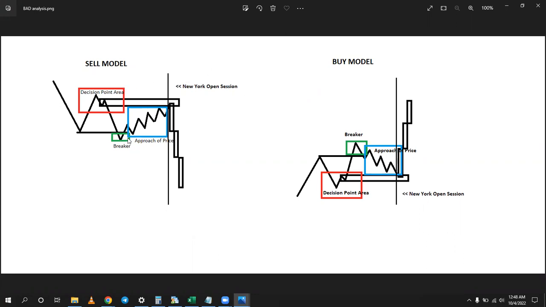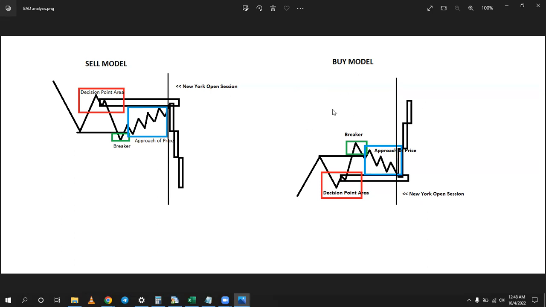As you can see, we have the breaker, aperture price, then a decision point area. And now this is right before the New York open session, right? So once the session opens, price will potentially move in the direction of that trend there.